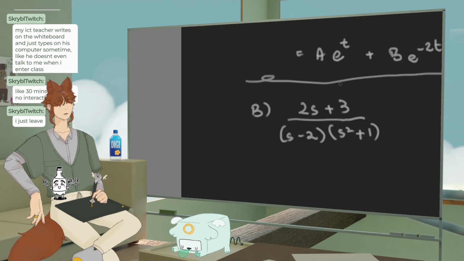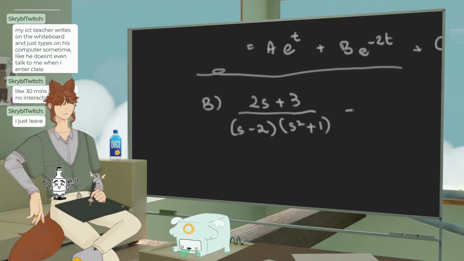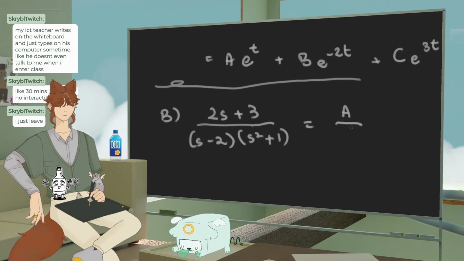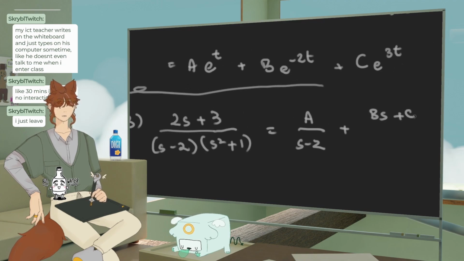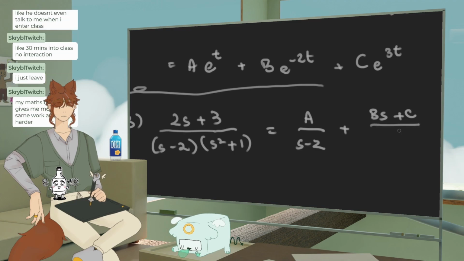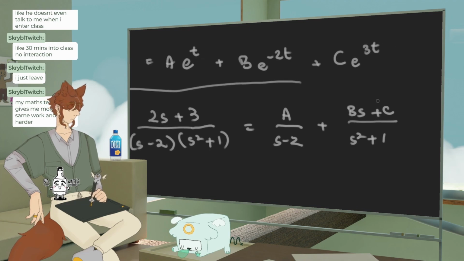Oh my god. I'm gonna make this a little different, by the way. So we're gonna do A over s minus 2 plus B s plus C over s plus 2 s squared.